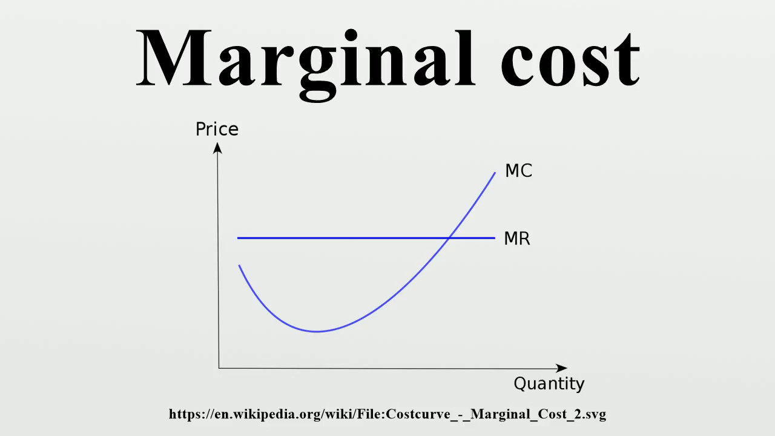MC is the slope of the SRVC curve. A change in fixed cost would be reflected by a change in the vertical distance between the SRTC and SRVC curve. Any such change would have no effect on the shape of the SRVC curve and therefore its slope at any point, MC.